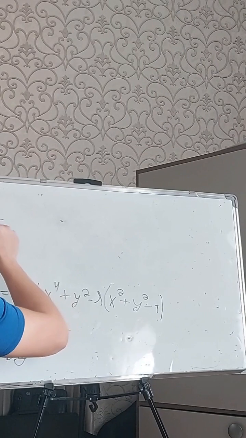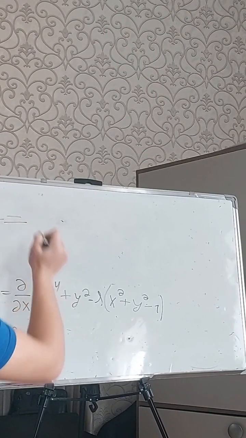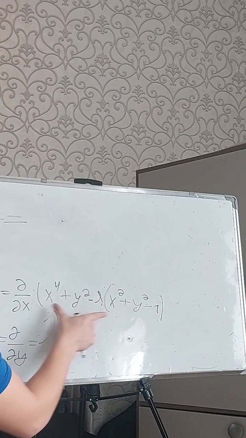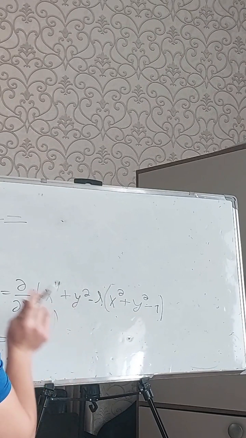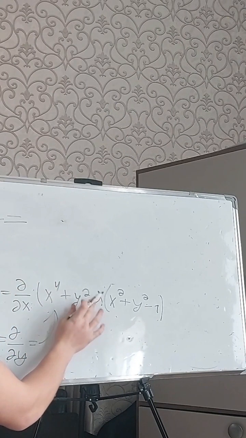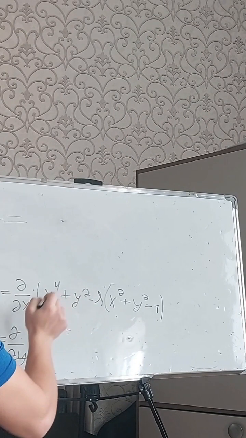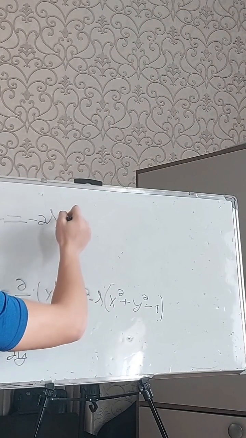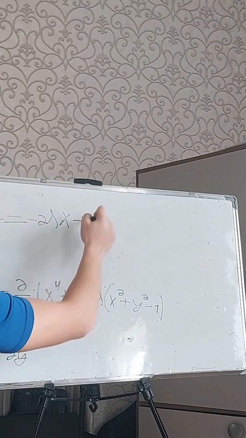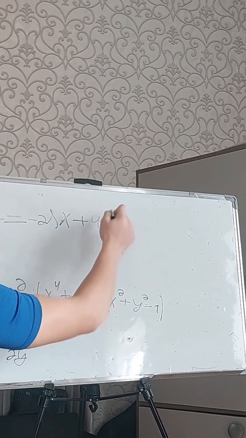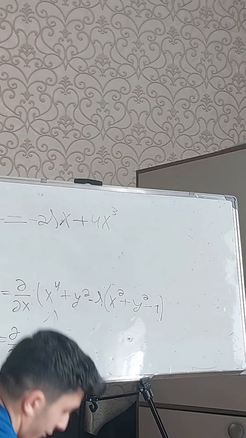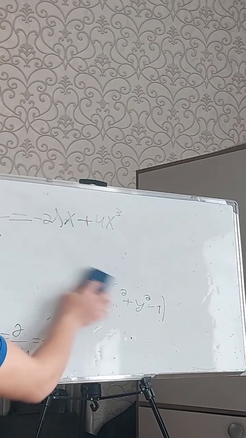L_x equals, so we're finding the derivative for x. We have a lambda here, so it will be negative 2 lambda x, plus 4 comes down, so it will be 4x cubed. So this is the partial derivative with respect to x.